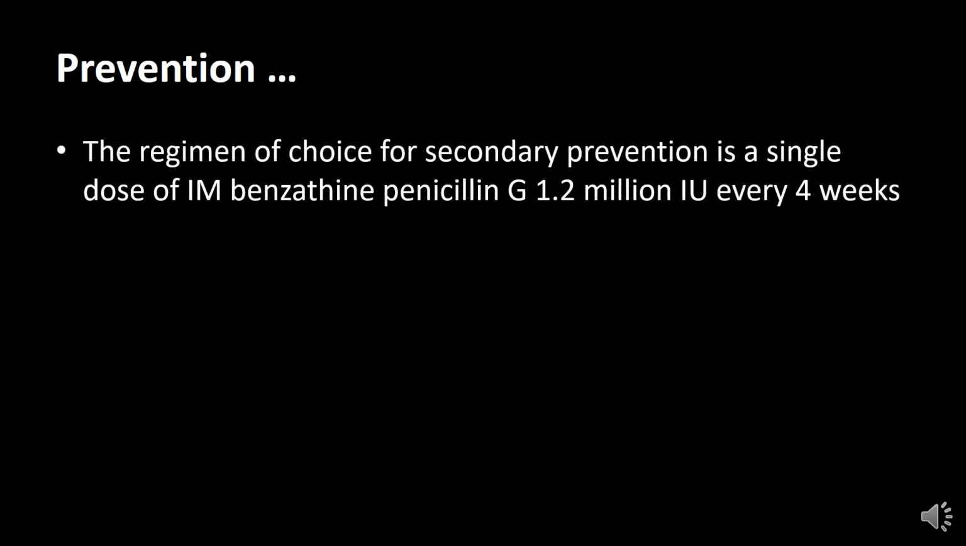So, the antibiotic regime of choice is benzathine penicillin administered intramuscularly. The dose is 1.2 mega units every 4 weeks. We use 4 weeks, not every month. We count the weeks. So you will give them IM benzathine penicillin G 1.2 mega units every 4 weeks.